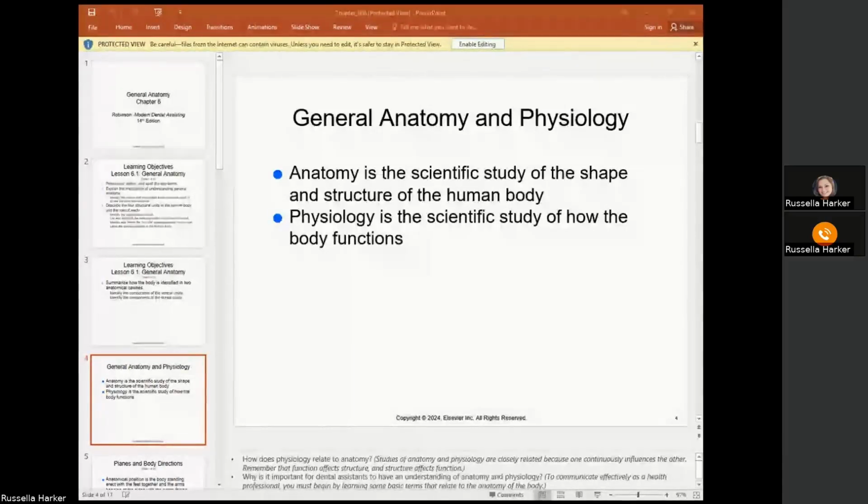Hi, we're doing chapter 6 today. This is Modern Dental Assisting, General Anatomy and Physiology. General Anatomy is chapter 6.